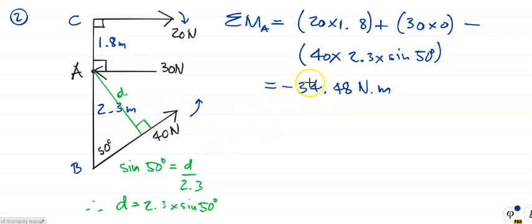And what does the minus sign mean? It means that the lever is actually going to turn in an anti-clockwise direction like that. Okay, right, so that's how we did that one there.